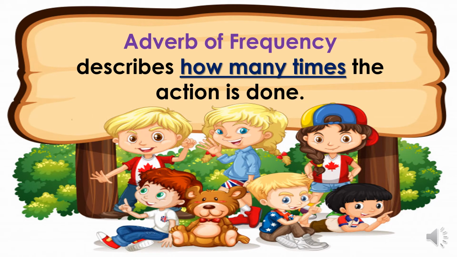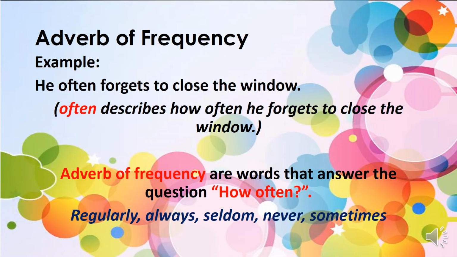Adverb of frequency describes how many times the action is done. Example, he often forgets to close the window. The word often describes how often he forgets to close the window. Adverbs of frequency are words that answer the question how often. Regularly, always, seldom, never, and sometimes are examples of adverbs of frequency.